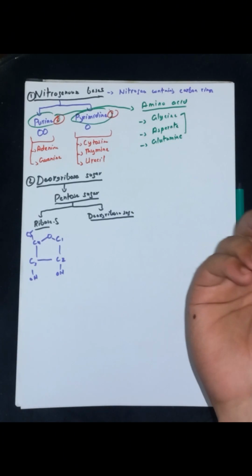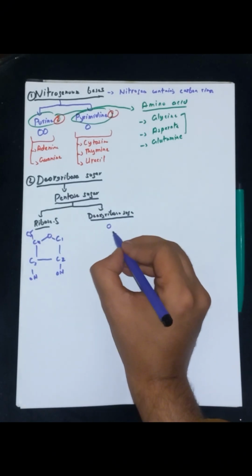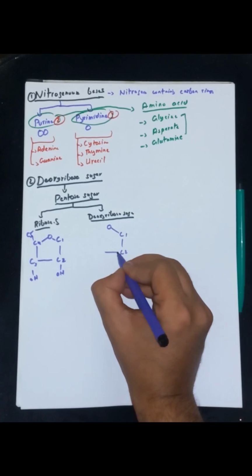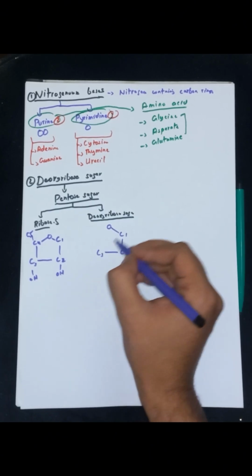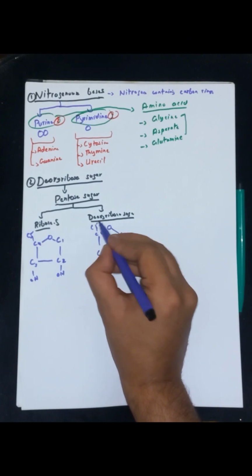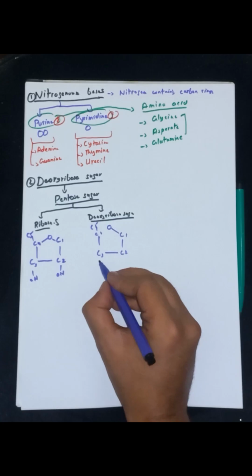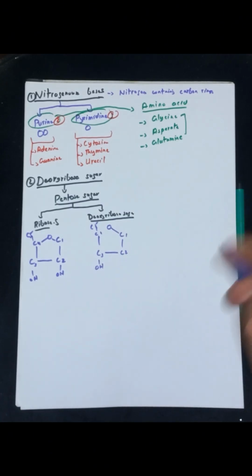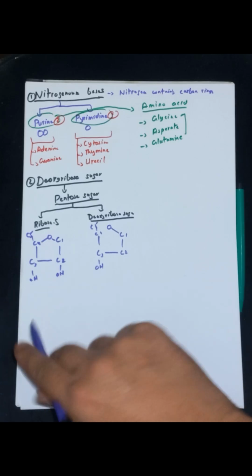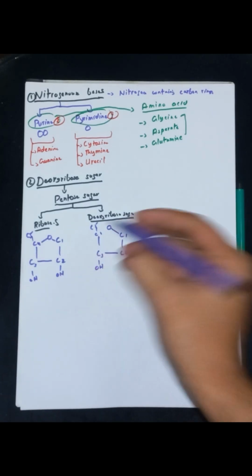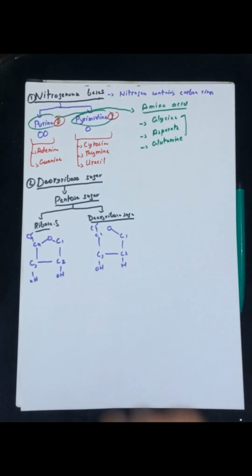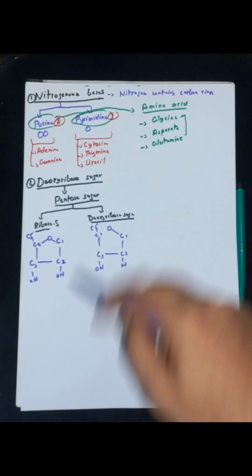So what will be a deoxyribose sugar? We'll have oxygen here, first carbon, second carbon, third carbon, fourth carbon, and a fifth carbon. And there will be a hydroxyl group. But what will be the difference? In ribose sugar there are 2 hydroxyl groups. So let's deoxyribose it. Let's remove one oxygen, and just one hydrogen is left. So what will it be? Deoxyribose sugar.